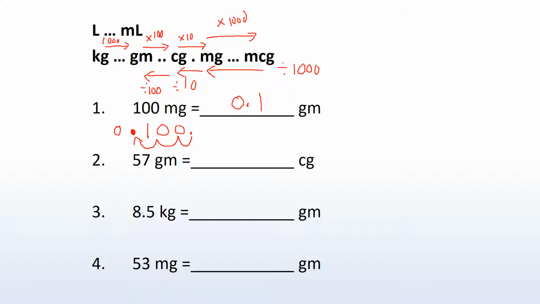Grams to centigrams. How many spaces left or right? 2 to the right. So here's our number. So we're going from grams to centigrams. So it's 2. Here's the decimal. We're going to move it 1, 2. There's the new home. We'll fill in our zeros. What's our answer? 5,700.